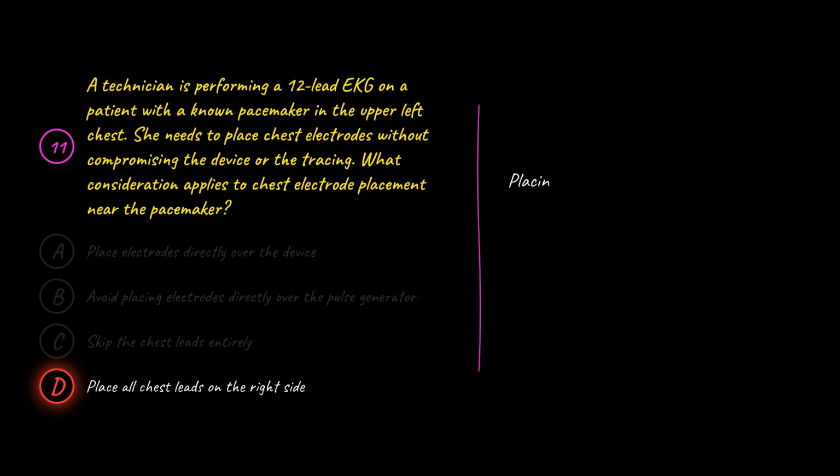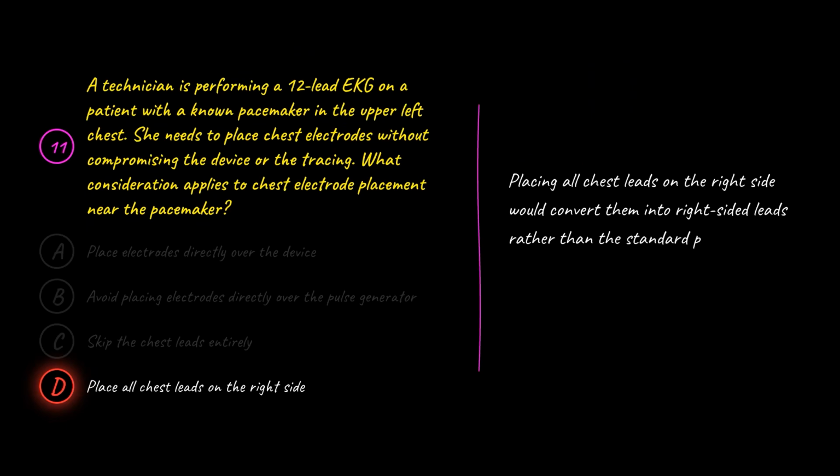D is wrong because placing all chest leads on the right side would convert them into right-sided leads rather than the standard precordials. Such relocation changes the lead's clinical meaning entirely.